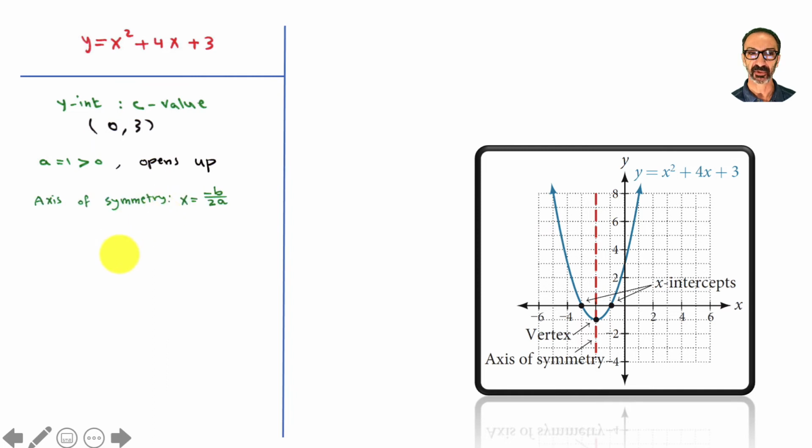The axis of symmetry from the standard form, we read it as x equals minus b over 2a. Doing the math, I have minus b, the opposite of b, minus 4 over twice a, where a is 1, simplifies to negative 2, and the graph shows that. It's going with a scale of 1, as you can see, 1, 2, 3, 4, 1, 2, 3, 4, and that reads as x equals negative 2.